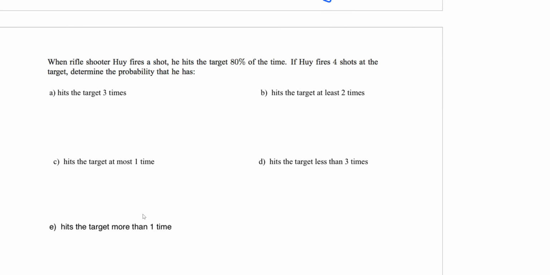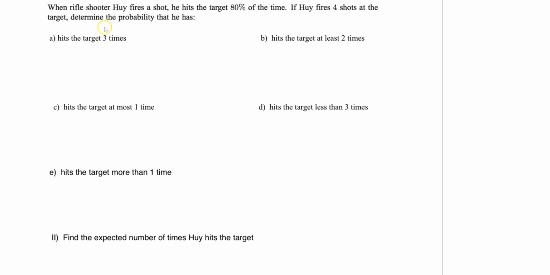So let's go back to Hugh here. Apparently Trump supporter Hugh. When rifle shooter Hugh fires a shot, he hits the target 80% of the time. If Hugh fires 4 shots at the target, determine the probability that he has hit the target 3 times. Yada yada. So let's do some first. So first, right, it is binomial.